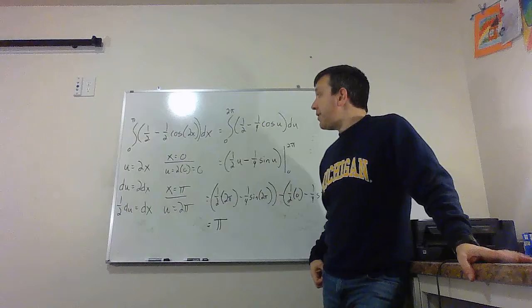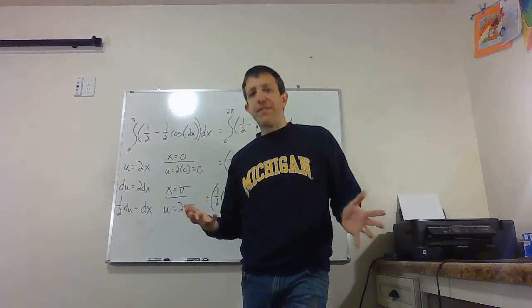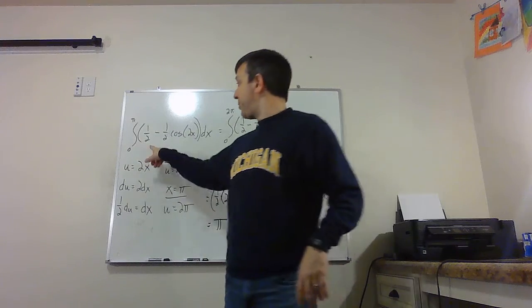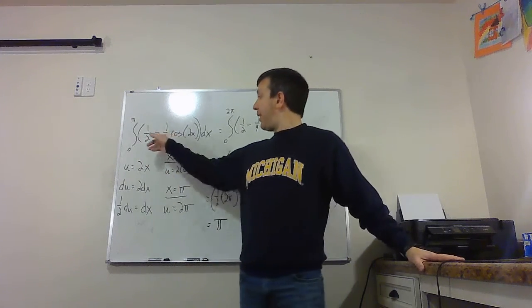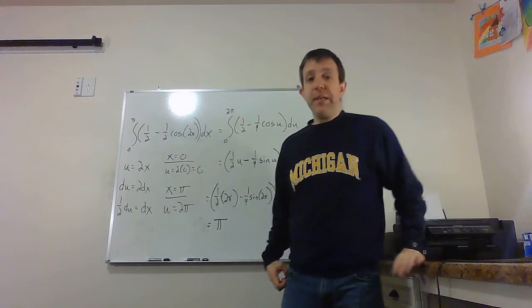All right, so let's continue on. I just rewrote the last step that we had. The only difference is we had a 1 and a minus half. I just put them together to make a half. So now I'm looking at the integral from 0 to pi of 1/2 minus 1/2 cosine 2x dx.